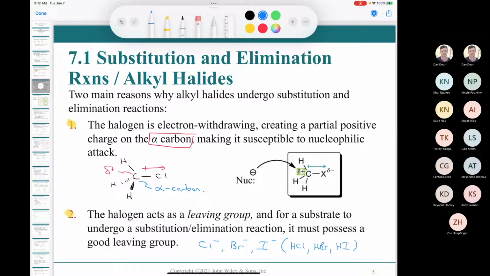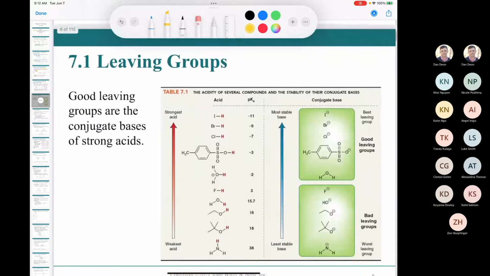This is something that I touched on with you in chapter 6. So if the halogen acts as a leaving group, and for the substrate to undergo elimination or substitution reaction, it's got to possess a good leaving group. So there's another reason why alkyl halides undergo substitution and elimination reactions. They're really set up for it. Well, I told you that in chapter 6, we touched on what a good leaving group is. Well, let's dig in a little bit deeper on leaving groups.